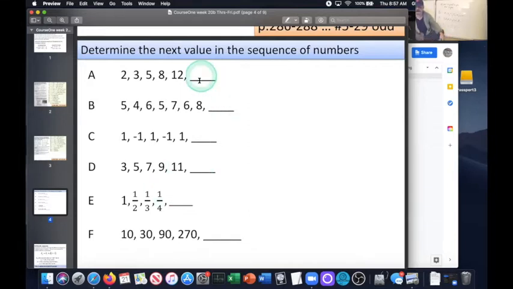Okay, so we got this first one. Anyone want to volunteer what they think this first one's going to be? Okay, Jorge, what you got? For number 1, I got 17. Okay, how'd you get 17? Because it went +1, +2, +3, +4. So the only thing that would make sense is +5. Perfect. Okay, you guys heard that.